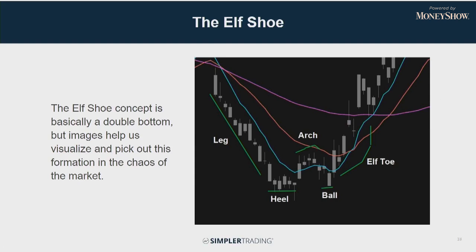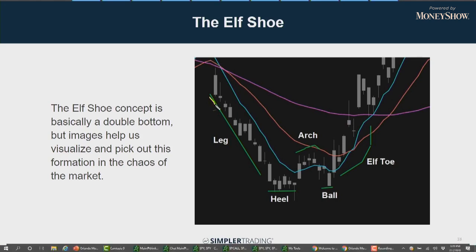Really the concept behind the elf shoe is the double bottom. We all know the double bottom, but have we actually put it into any kind of reference? If you look at this, the formation is really just trying to figure out the chaos that's in the market. The first part is when price starts to go down like this. You've got price going down, you've got the 8 below the 21, and then you have the heel. That is the first bottom.